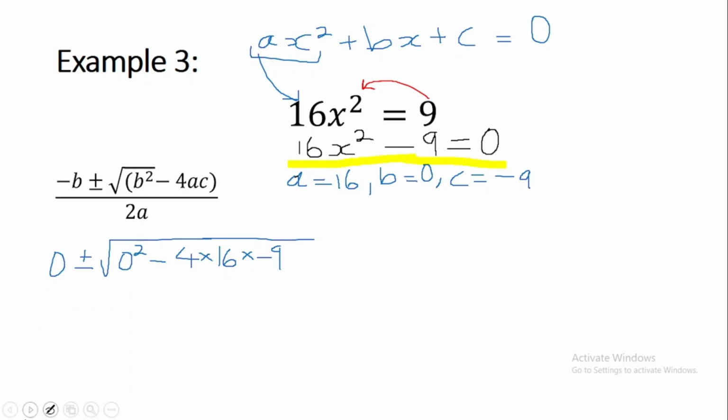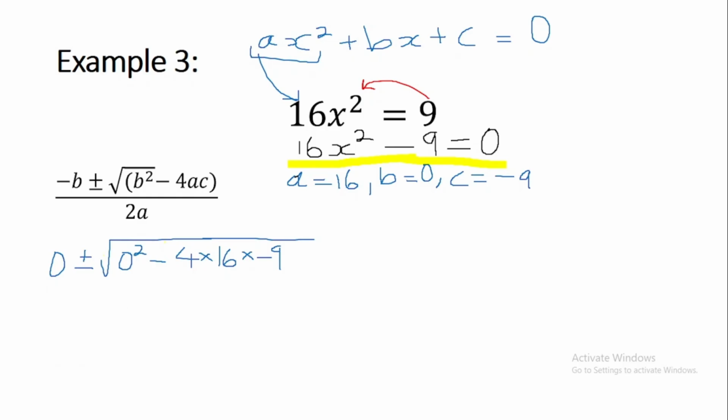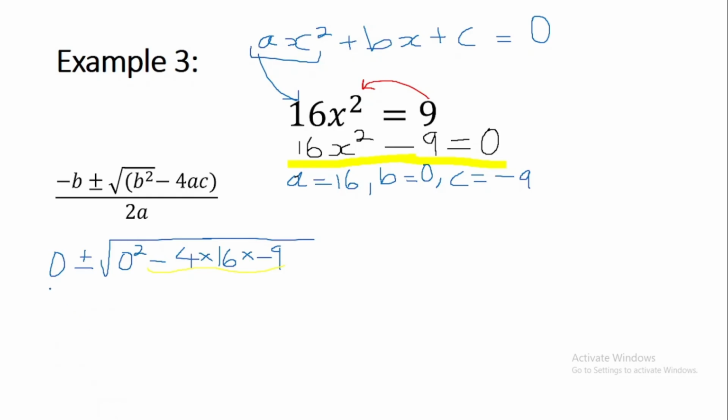Alright, and of course, just as I told you before, I will have to multiply all of these before I do anything else. So we're going to multiply all our terms right here. And remember, don't forget about our denominator as well. Our denominator is 2a. So all of this is going to be over 2 times a, and 2 times a is going to be 2 times 16.